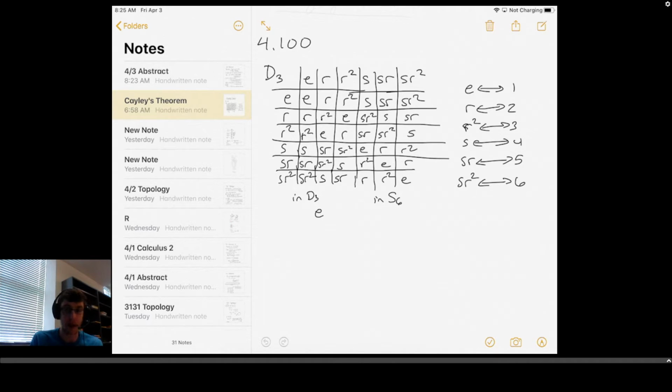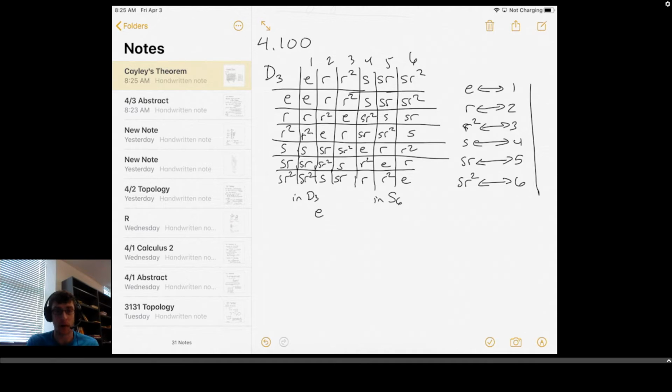So basically, my suggestion to you in the reading was to just label these elements with numbers, right? Because we usually think of S6, we've been using cycle notation. We think of it as reordering the elements 1 through 6, things in position 1 through position 6. And so all I'm saying is this is 1, 2, 3, 4, 5, 6. And then we just want to see what it does, right? So E doesn't do anything. It sends 1 to 1, 2 to 2, 3 to 3, 4 to 4, 5 to 5, and 6 to 6. So it's still just the identity permutation.